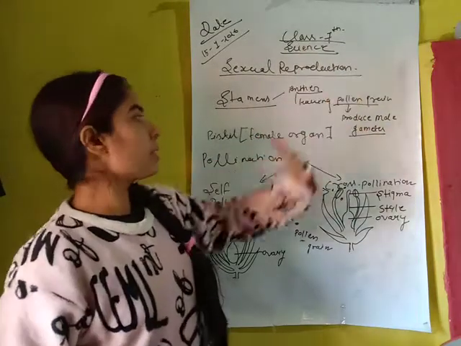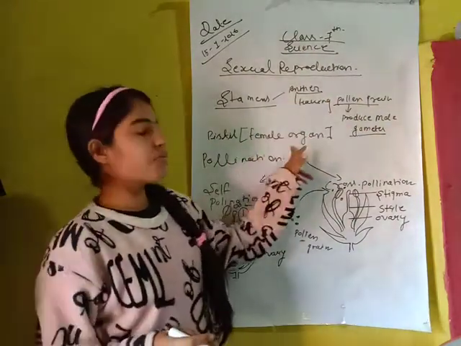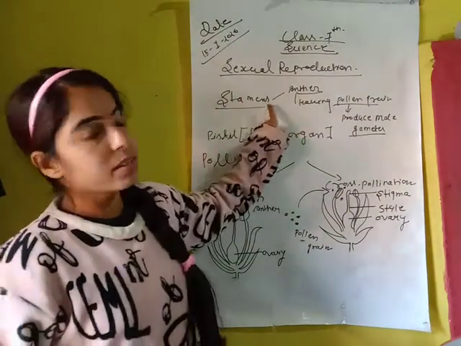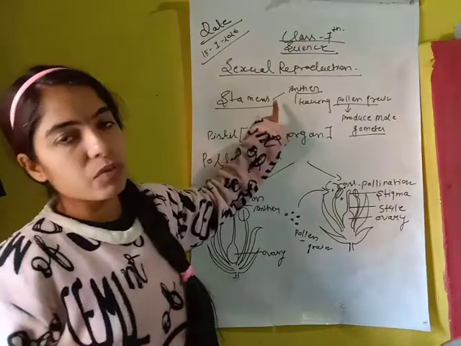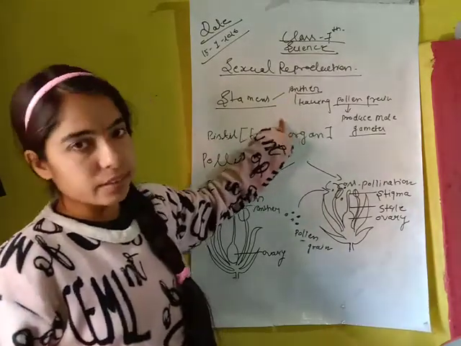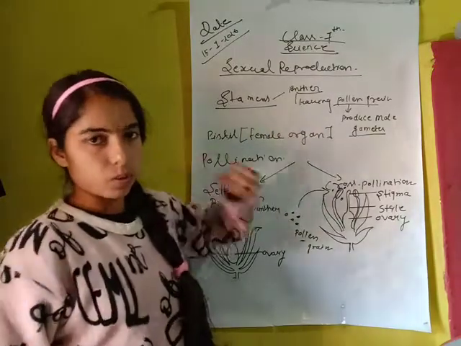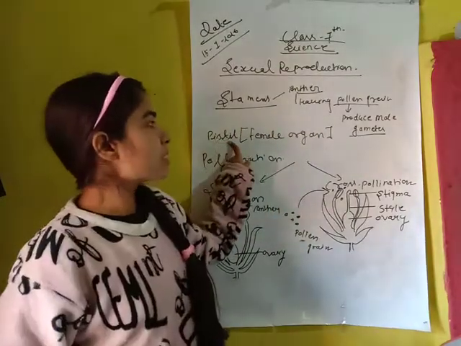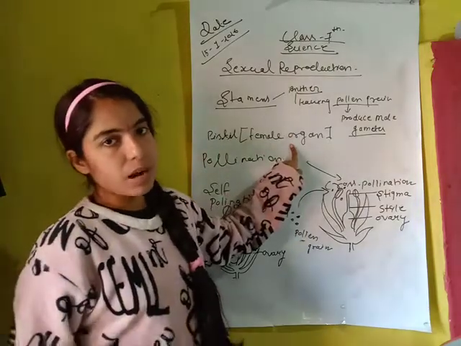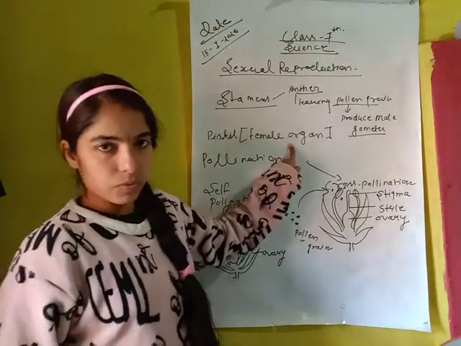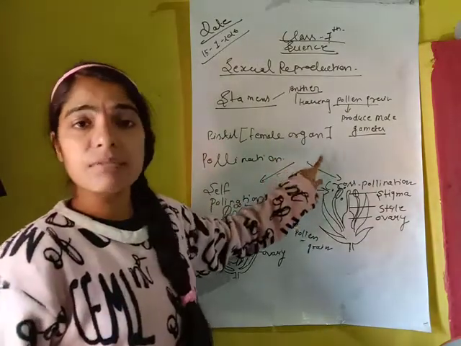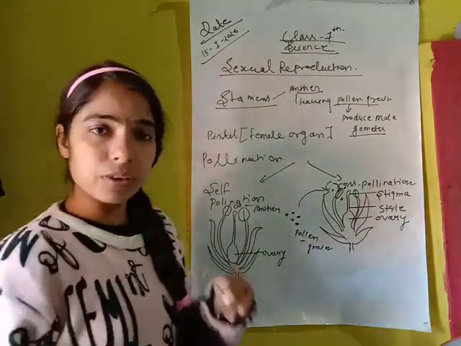The second one is the pistil. The pistil is the female organ. The stamen is the male organ of a flowering plant, and it is made up of the anther and filament. The anther has pollen grains, which are the male gametes of a flower. Now the pistil is the female organ of a flower. It is made up of three parts, the stigma, style and ovary, and the fertilization process between the male and female gamete takes place in the ovary of a flower.